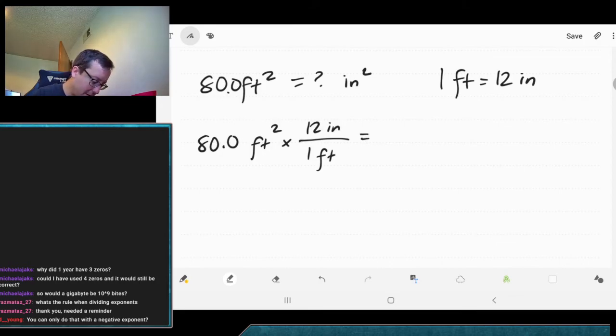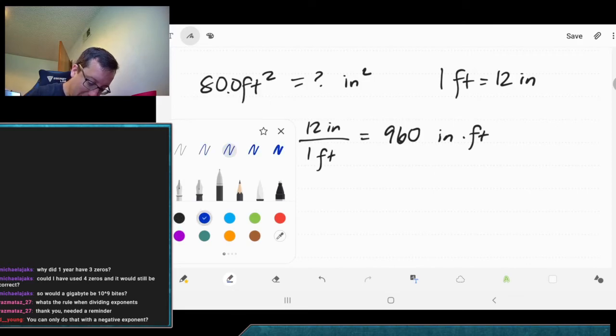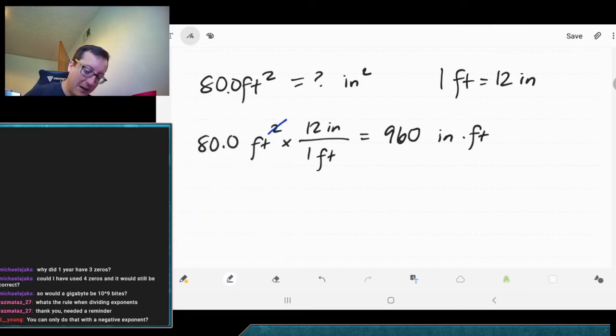We do this, let's see what we get. What kind of unit is this? Remember, for exponents, we get rid of the square. That cancels with the feet on the bottom. So we're left with feet times inches, which is a unit that totally does not make sense.